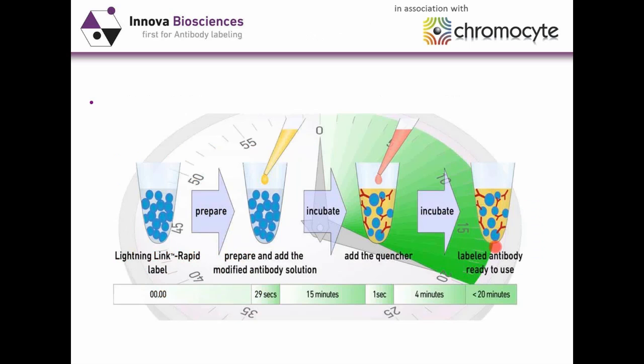More recently, Innova have been able to further develop these kits to reduce the time from a 3-hour time scale actually down to something less than 20 minutes with a wide range of their kits. The process is exactly the same. You start with the Lightning-Link label, modify the antibody, incubate for 15 minutes, stop the reaction, and you have your antibody ready to use. You can literally have a conjugated antibody ready to use in less than 20 minutes in the laboratory.